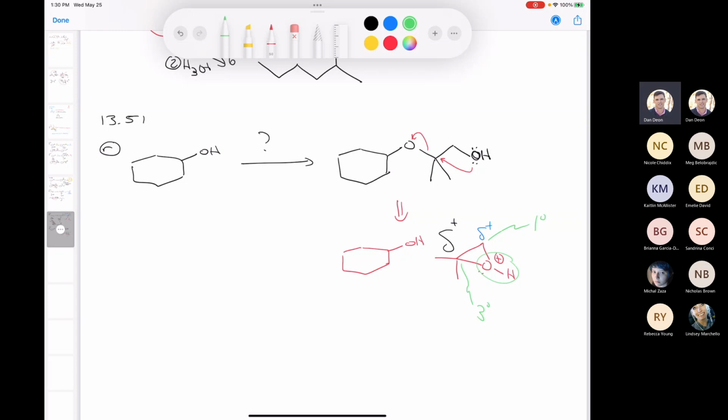We would have to use an acid catalyzed ring opening. Therefore, our reagents are going to be nothing more than taking the alcohol and treating it with the oxirane. So in this case, it'd be 2,2-dimethyloxirane and H3O plus. And that's it. That's the only reagents you need to do this reaction. Nothing else at all.